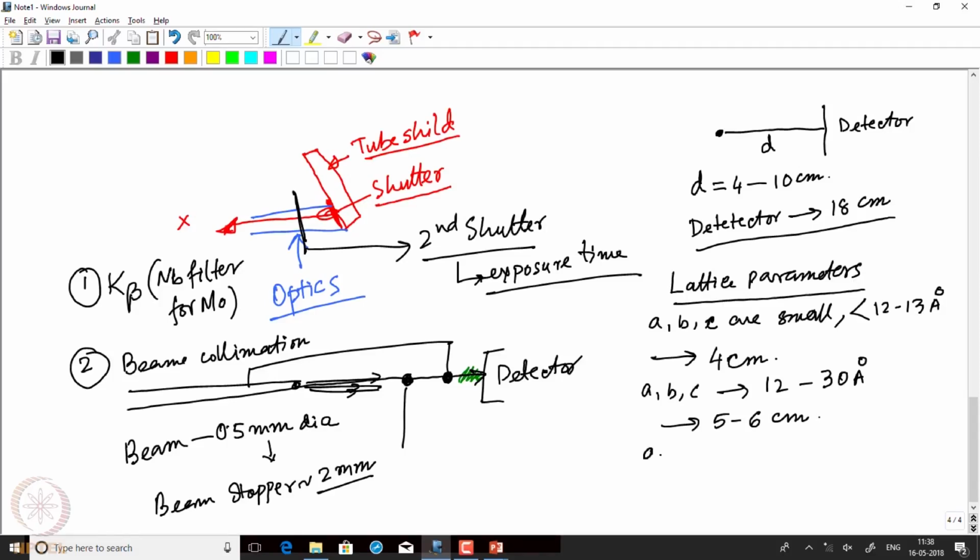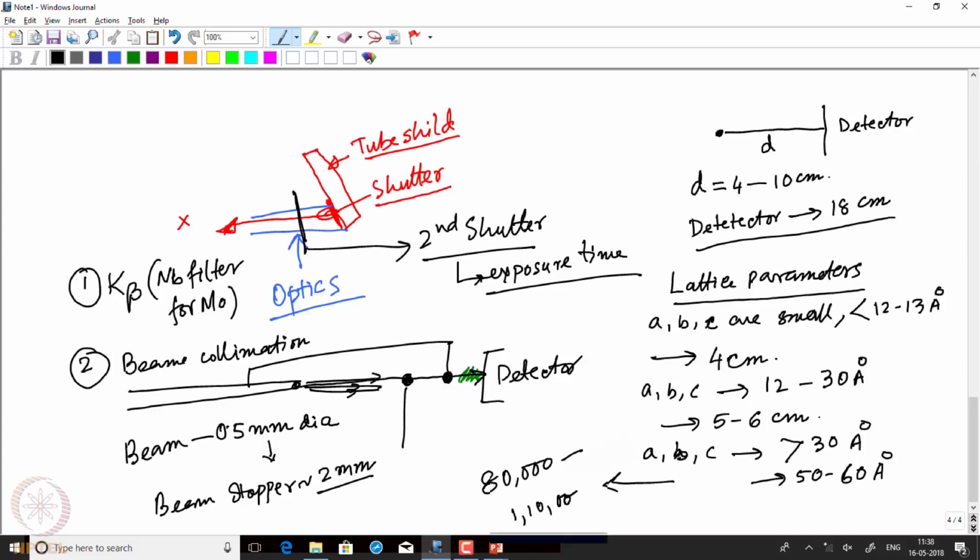But then if the same value for A, B, C is greater than 30 angstrom, maybe even up to 50 to 60 angstrom, which means we are actually talking about a very, very large unit cell having volume 80,000 to 110,000 cubic angstrom, in that case, the detector distance must be increased to about 7 to 8 centimeter to achieve a good resolution on the spots that are coming out of this.